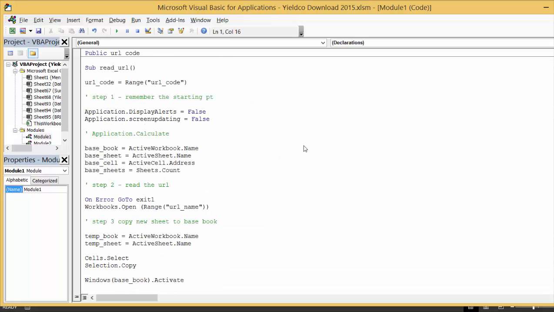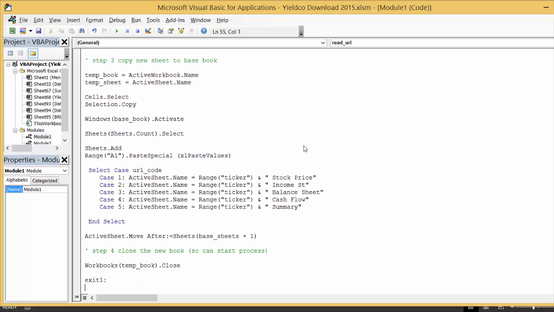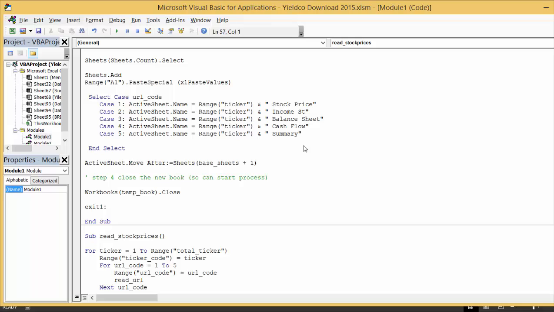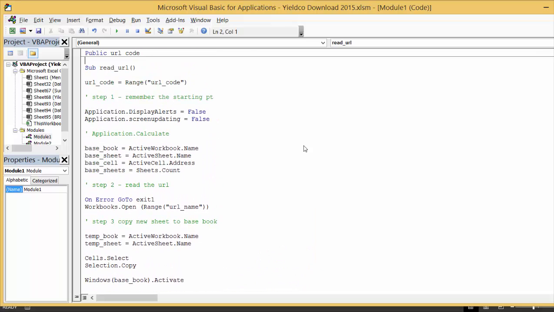Just a minute. Read URL. So we're going to find what our base book is, use the workbook.open, read this, and we go through the code, and we read one at a time. We first read the stock price, then the other ones. And where do I put the range ticker? And then we have, just a minute. Depending on what our code number for our URL code is, we name the sheet.